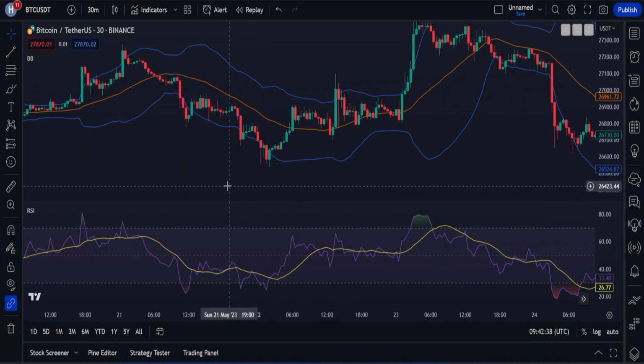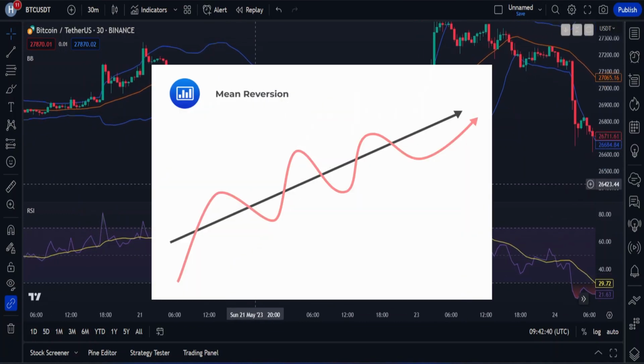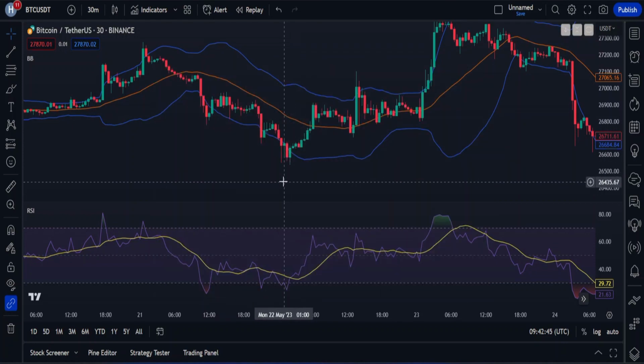So, what exactly is mean reversion? Mean refers to the average, while reversion signifies returning to a previous state. In simpler terms, mean reversion implies a tendency to revert back to the average, which is precisely what we aim to achieve with this strategy.